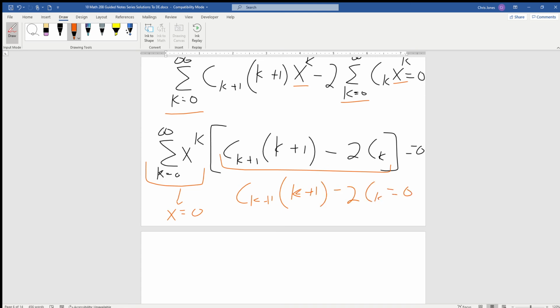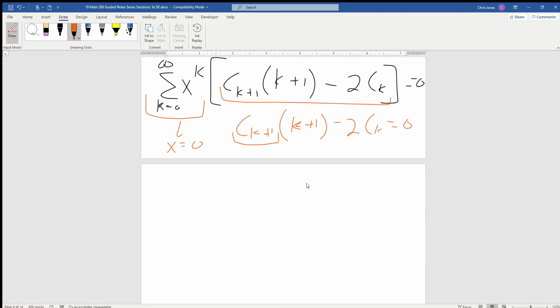All right. And what we're going to do at this point is we are going to get a generating function. So we're going to figure out a recurrence relation. And we're going to solve this for the highest order of c. So in this case, it's going to be c sub k plus 1 that we're going to solve for. So we can say that c sub k plus 1 is going to be equal to, so I'm going to add 2c sub k to both sides, and I'm going to divide that by k plus 1.